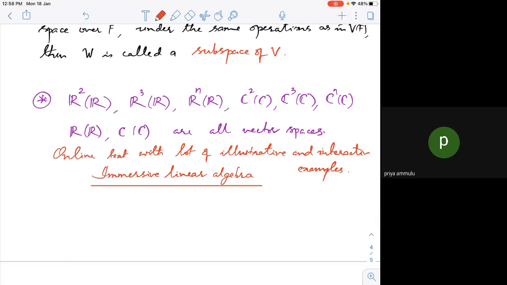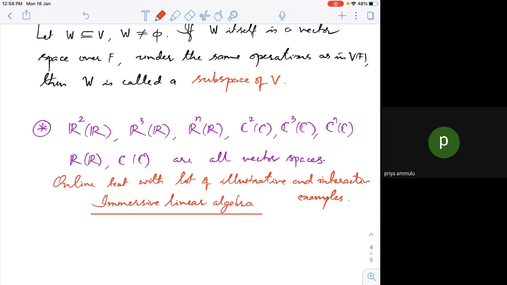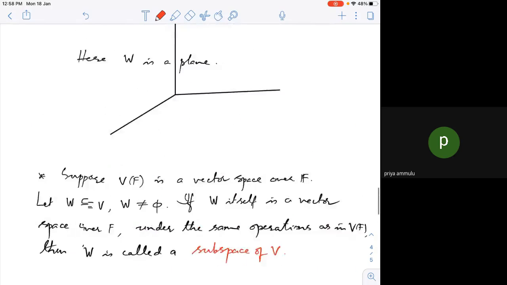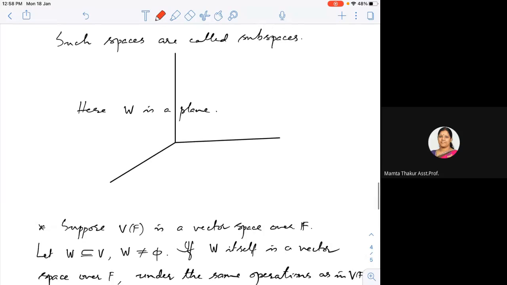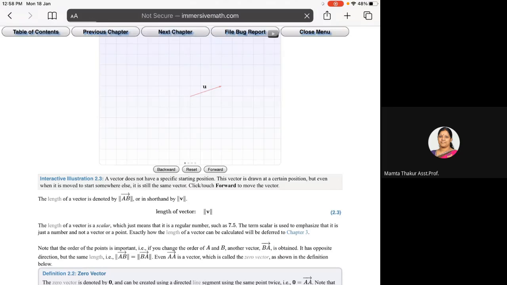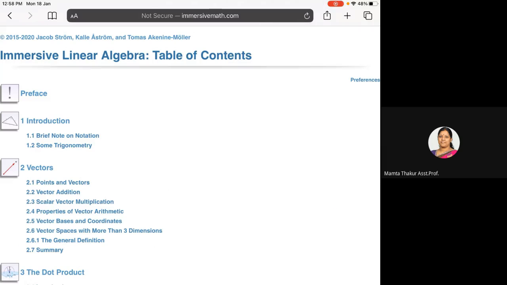Shall I show you that particular textbook? Let me show you the textbook for a while so that you can feel the presence of that. Yes, please. This is the one I'm talking about. Yeah, this is the textbook I'm talking about. Immersivemath.com. It is there on the website. Even if you type immersive linear algebra, you will get this, okay?